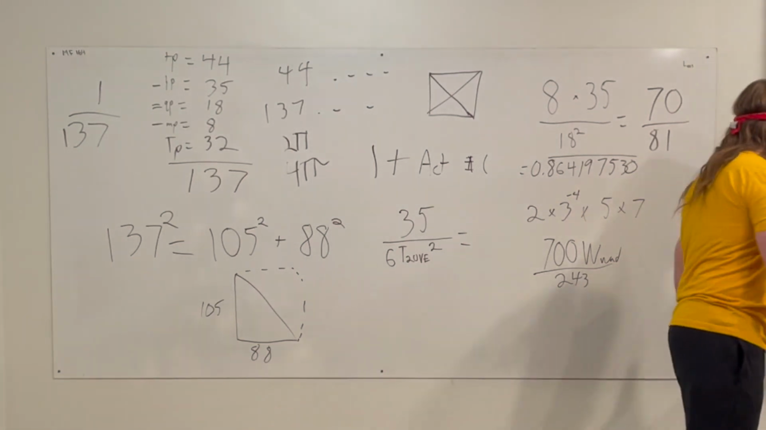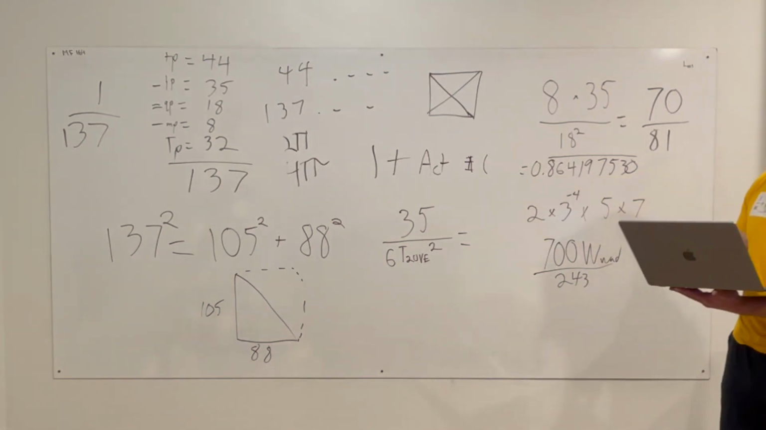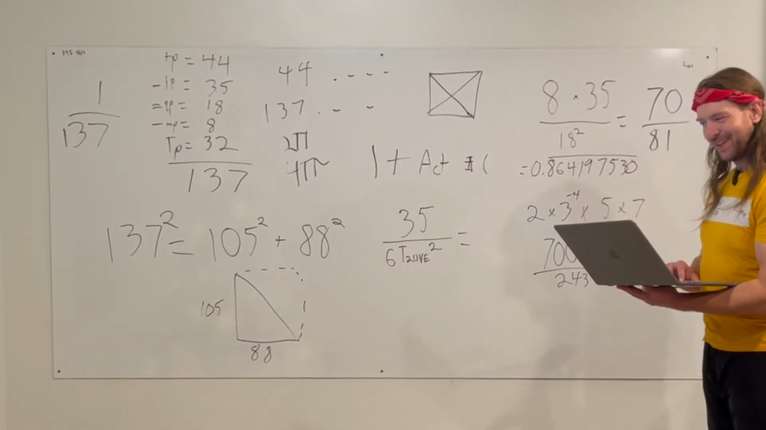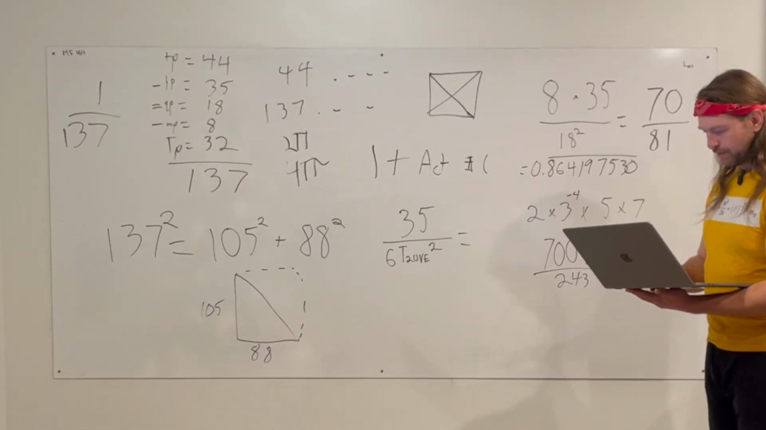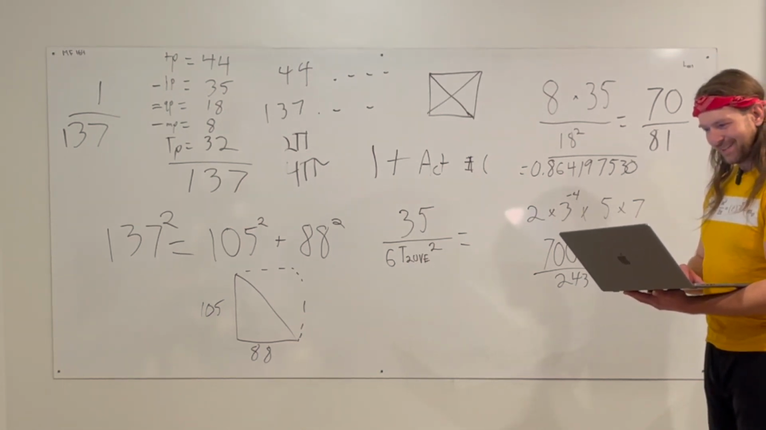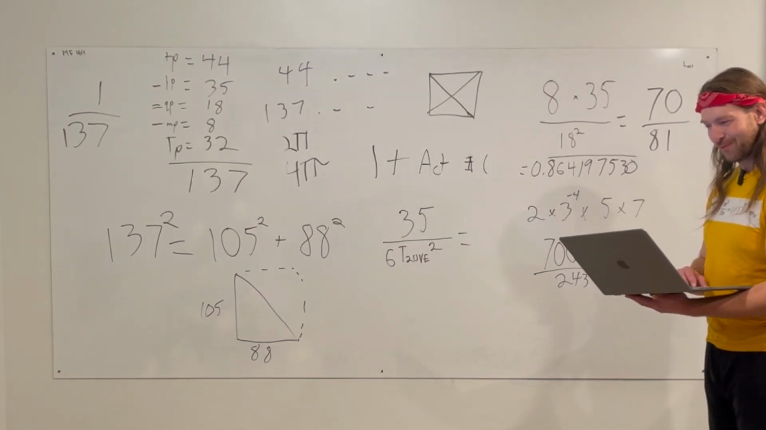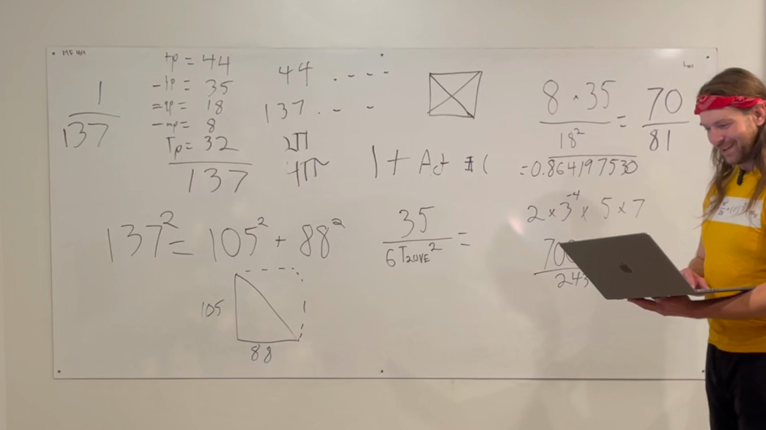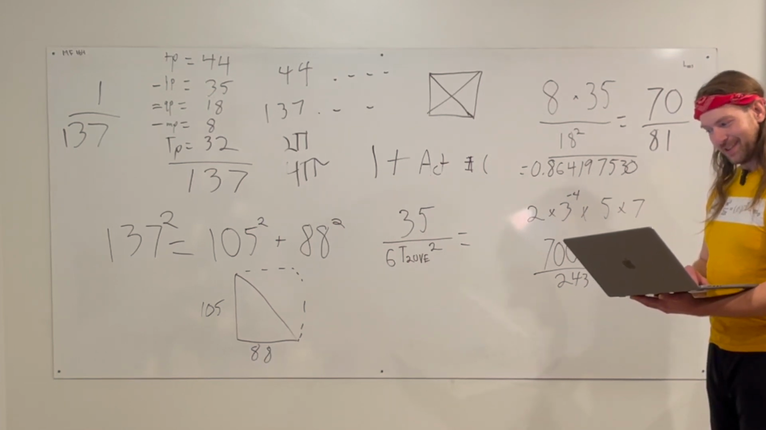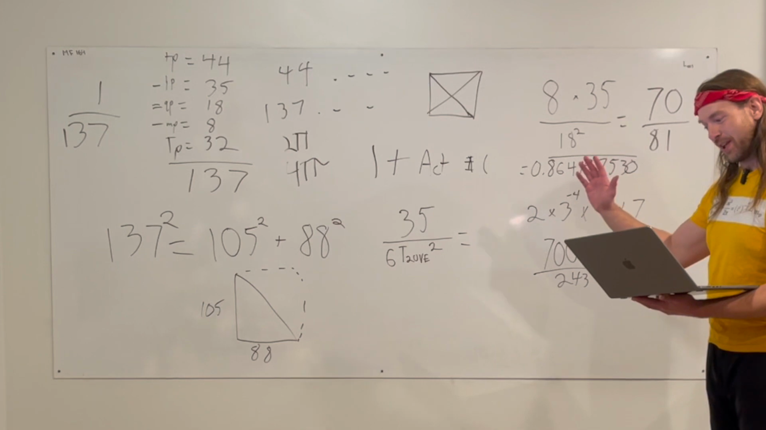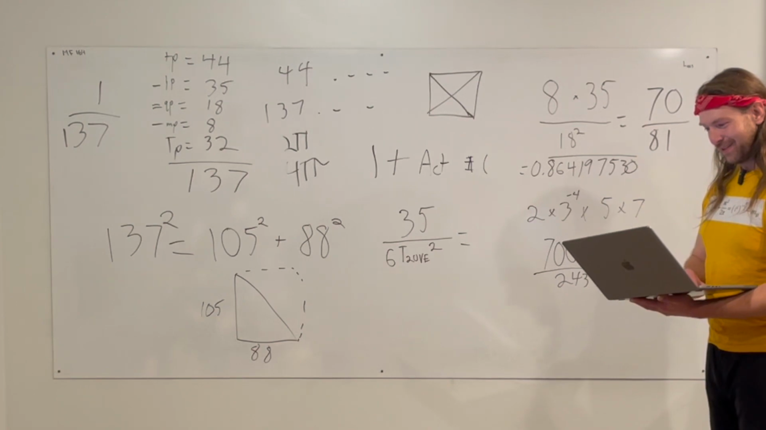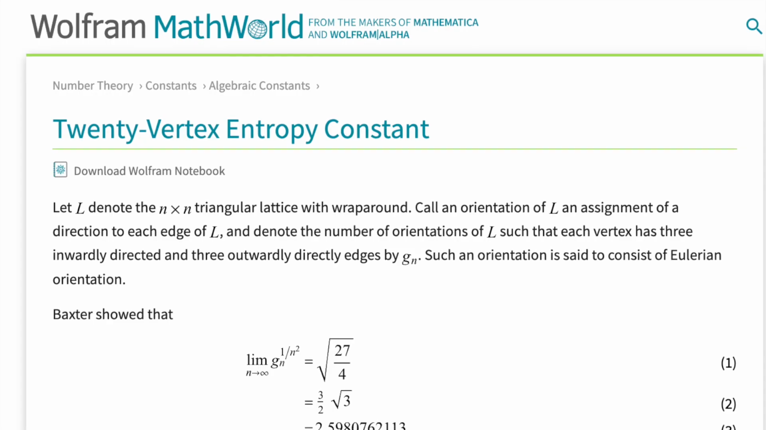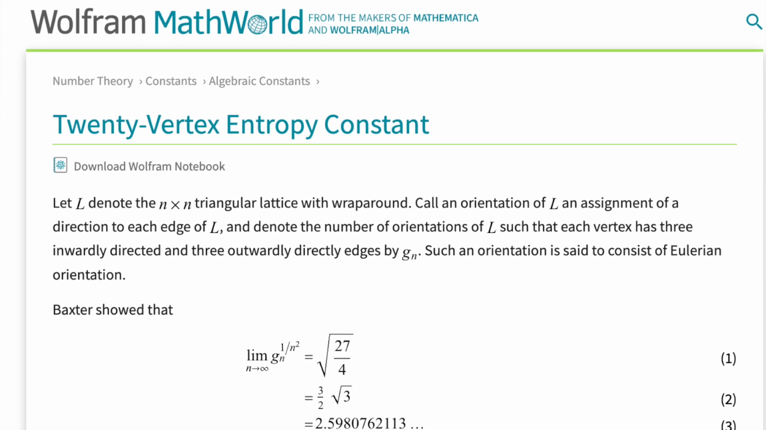I'm glad somebody looked into it. Thanks Team Wolfram again. Okay, so where was that? Oh, here we go. Okay, so the 20 vertex entropy constant is something that you'll pretty much only find on MathWorld or Wolfram Alpha, because it was basically coined, or at least named, the 20 vertex entropy constant within the MathWorld entry here. So basically it's describing an n by n triangular lattice with a wraparound.